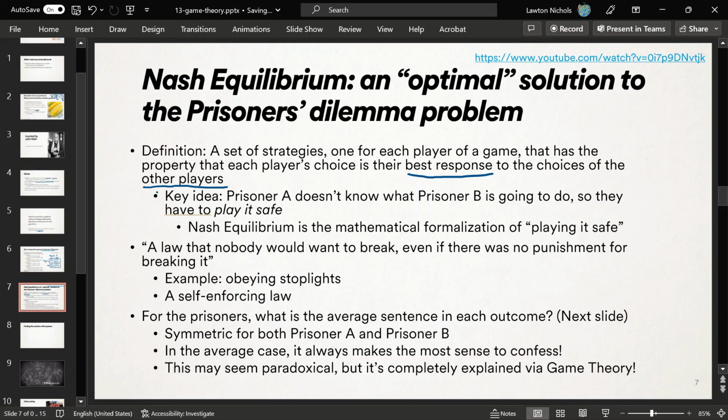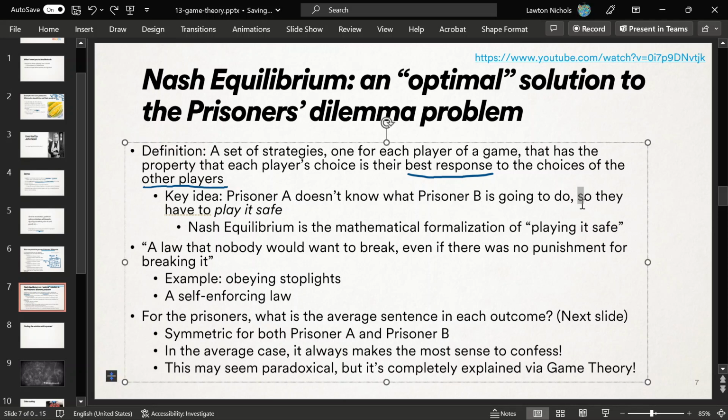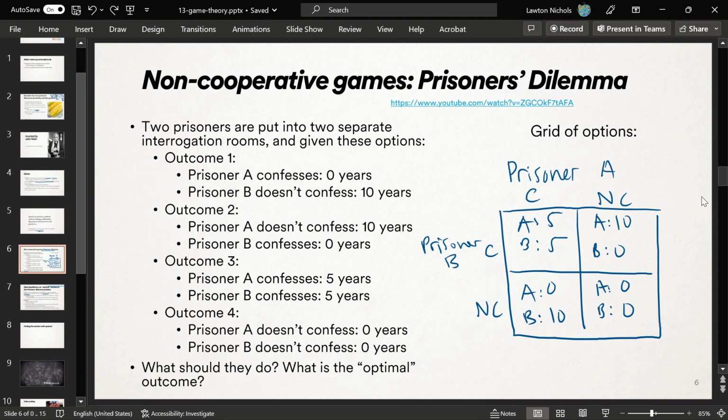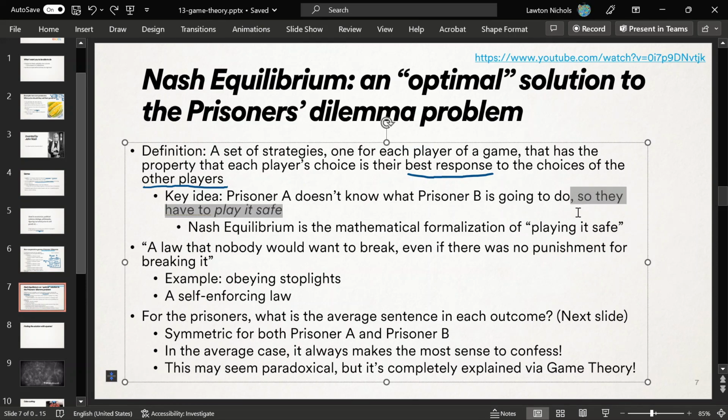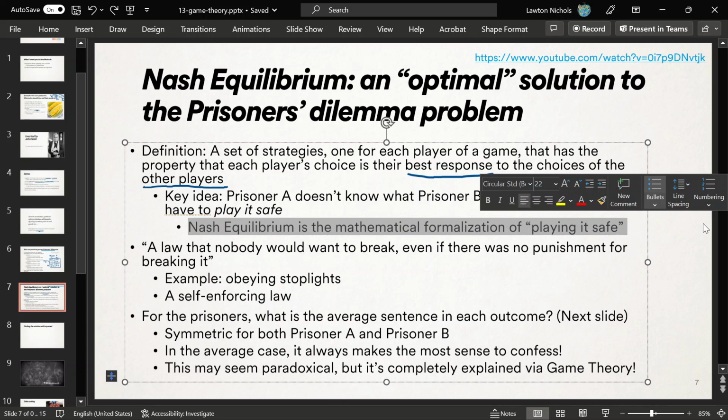Okay? And so, bringing this back to our example, the key idea in the way that we're going to discover the Nash equilibrium is that prisoner A, just think about it from their point of view, they have no clue what prisoner B is doing in the other cell, in the other interrogation room. They have no clue. And so they're kind of forced to play it safe, right? Because if they get ratted out and they don't confess, they're getting the 10 years and B's walking out free. You see that? So you kind of have to play it safe if you're a prisoner here, and that's the common sense answer. And a Nash equilibrium is the mathematical specification of how to play it safe.